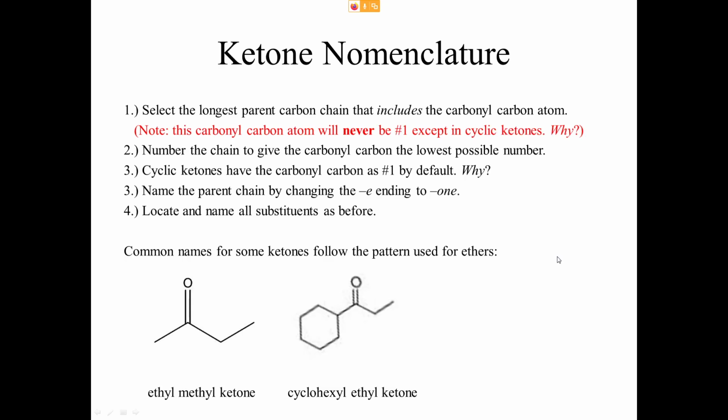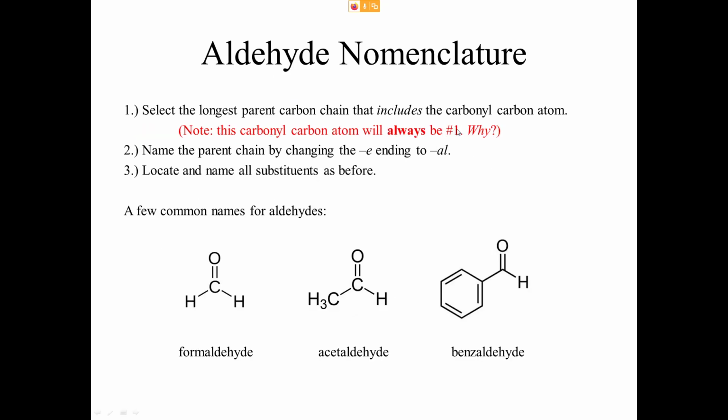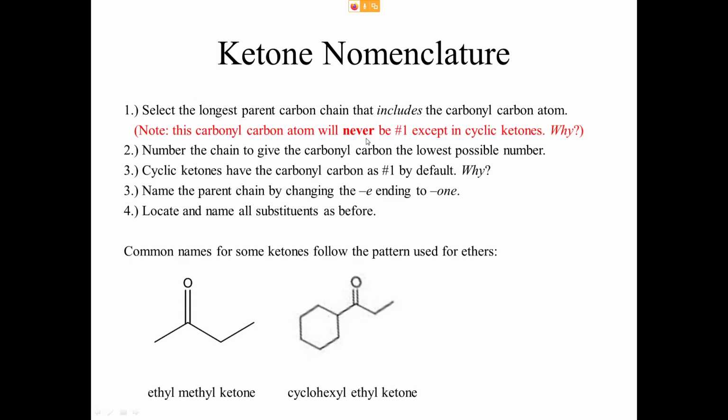Okay, how about ketones? Slightly different. This time, the longest carbon chain must include the carbonyl carbon again, but it will almost never be on number 1. Why can't it be on number 1? Because if it were at the end of the chain, it wouldn't be a ketone, it would be an aldehyde. Right? That should make sense. This one had to be at the end because we couldn't attach 2 carbons to it. This one must not be at the end because we must attach 2 carbons to it. So it's almost never number 1.